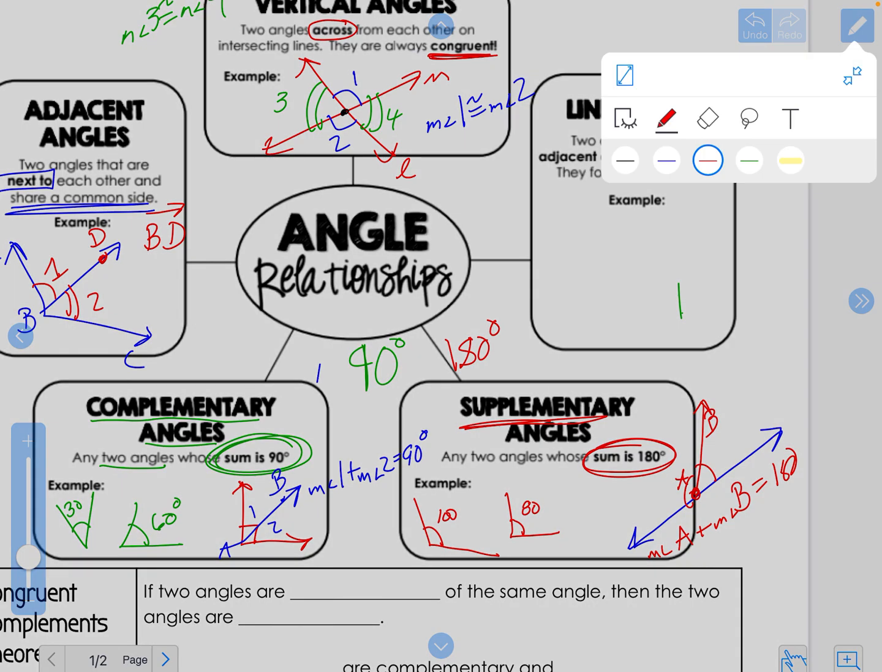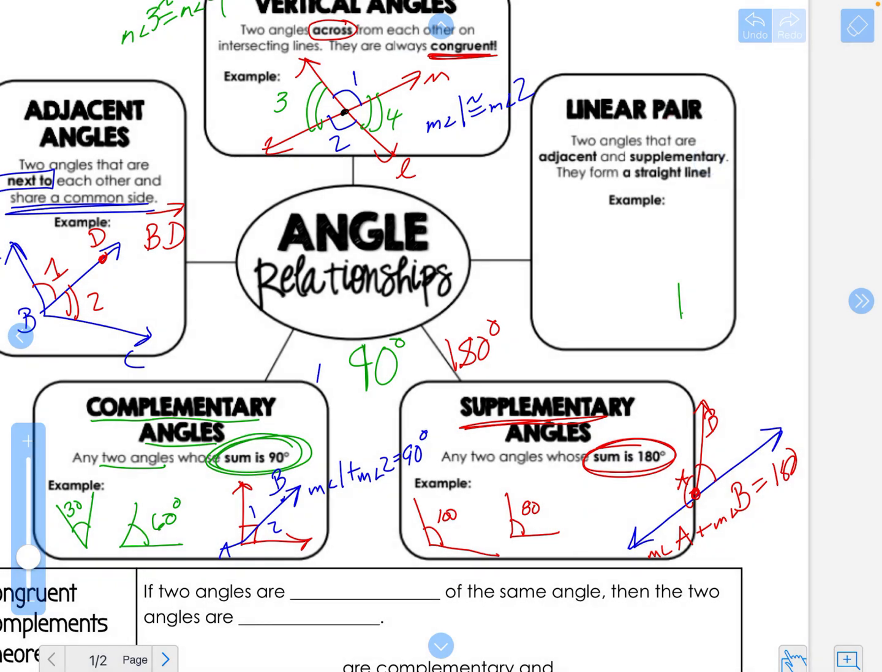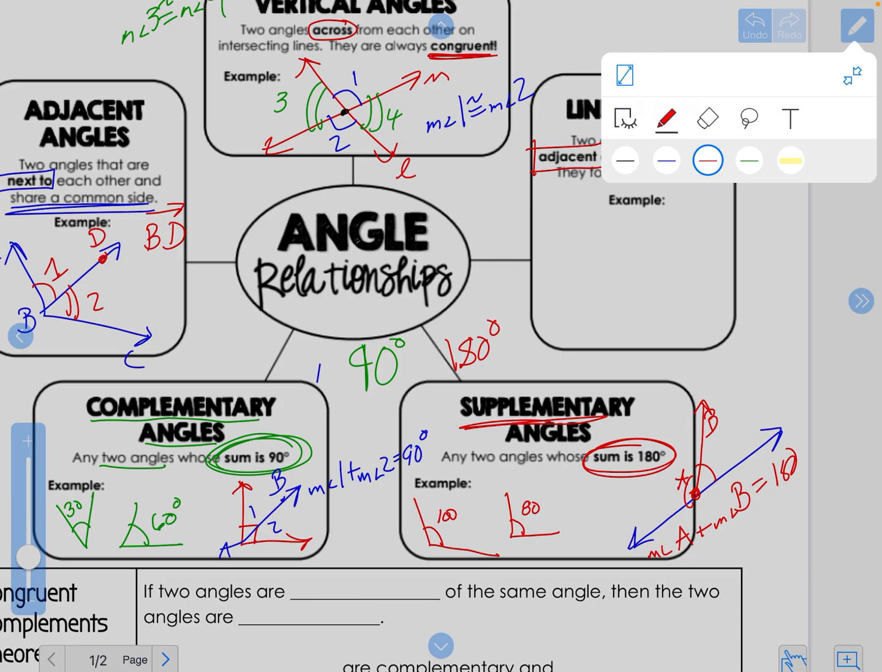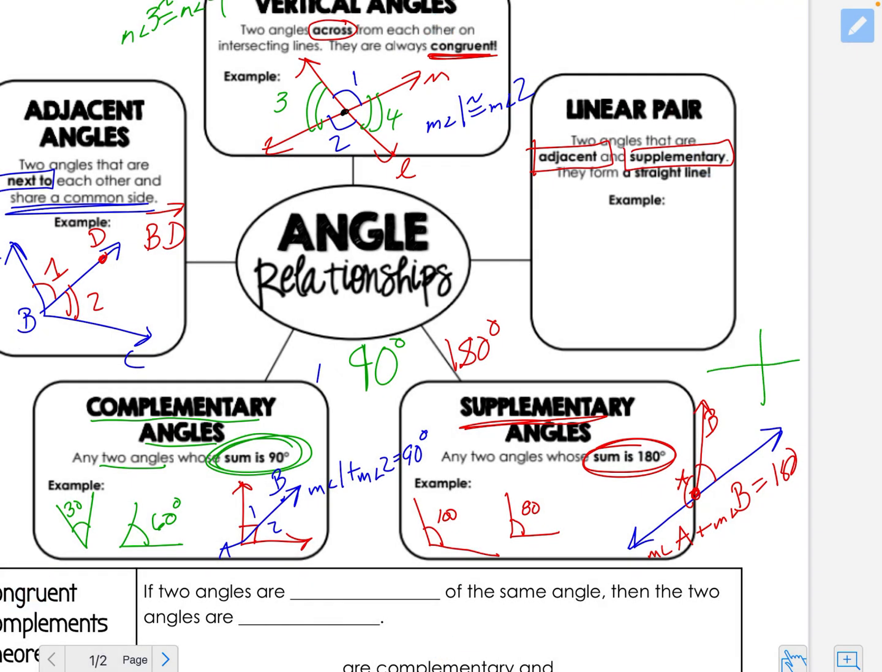And so now our last definition is going to be linear pair. A linear pair combines two of these definitions. It combines adjacent with supplementary. The biggest difference between supplementary and linear pair is that supplementary does not have to be next to each other. So if I'm looking at supplementary angles, I could have two perpendicular lines, and I would know that angle 1 and angle 3 equal 180 in our supplementary angles. But angle 1 and angle 3 would not be a linear pair.